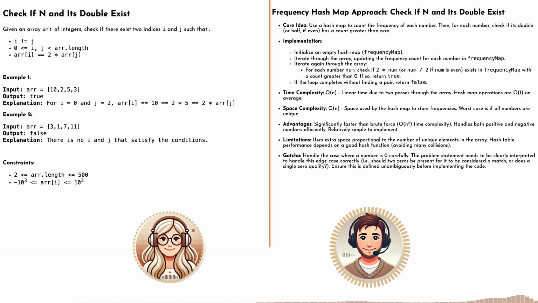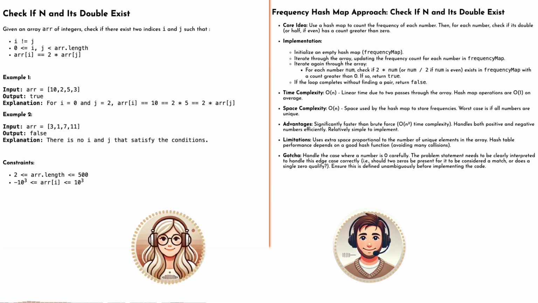Yep. What happens if we have a negative number? That's the beauty of the hash map. It can handle negative keys without a problem. Unlike an array where we can't have negative indices, a hash map doesn't care about the sign of the number. Right, that makes sense. So how does this hash map approach compare to our previous methods in terms of efficiency?